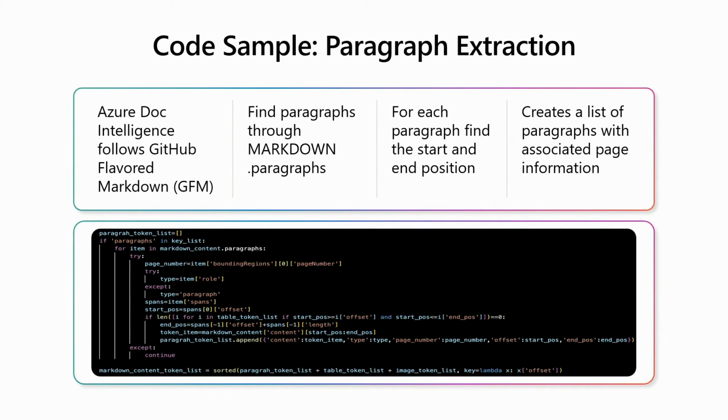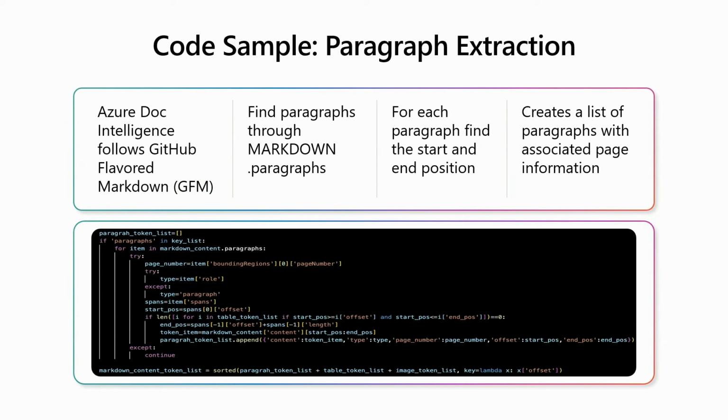So here's a little bit of a code example. This isn't the most groundbreaking code in the world, but what it shows you is the simplicity of how this works with Azure Doc Intelligence. Azure Doc Intelligence follows the GitHub flavored Markdown format. So what you can see here at the top where it says markdown_content.paragraphs allows you to very easily load in the document, let Azure Doc Intelligence do its thing, and then you just pull out paragraphs by reference to .paragraphs in the Markdown.